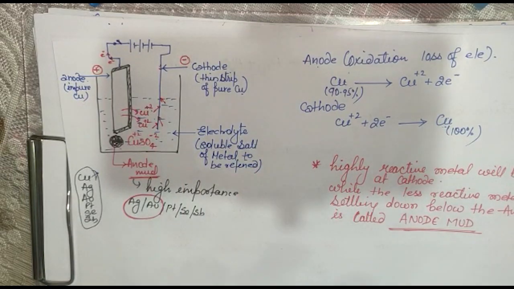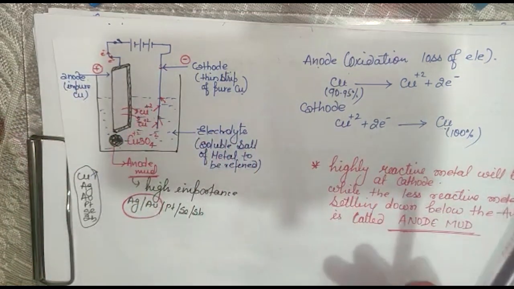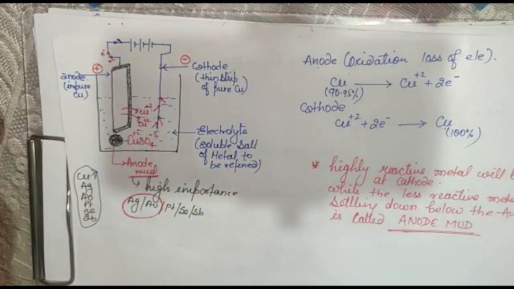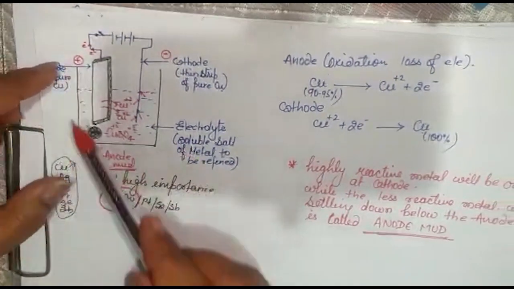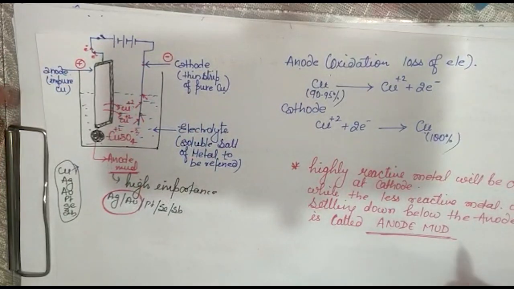So for electrolytic refining, you should know what electrolytic refining is, what it is done for, for what type of element it is done, what the construction of the cell is, and the next important thing is anode mud. This is a very important thing. We can use this process for zinc also, as I have already said.